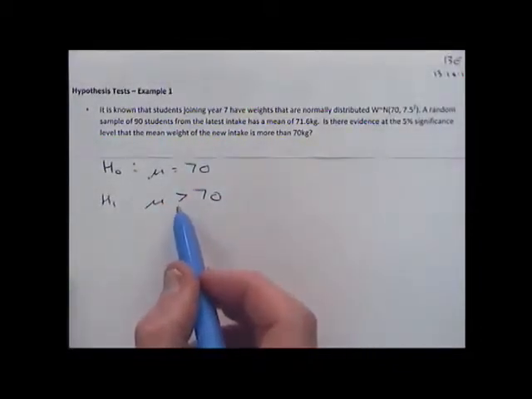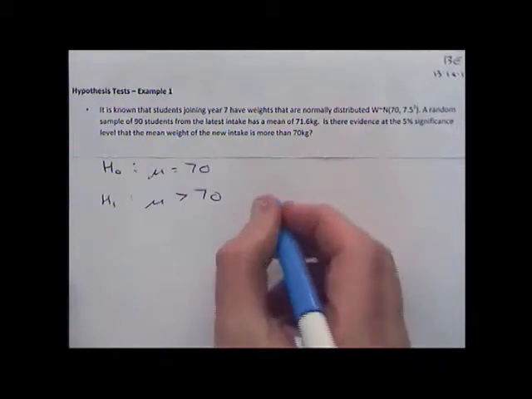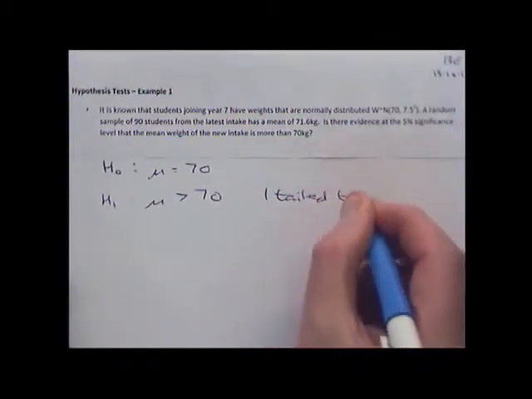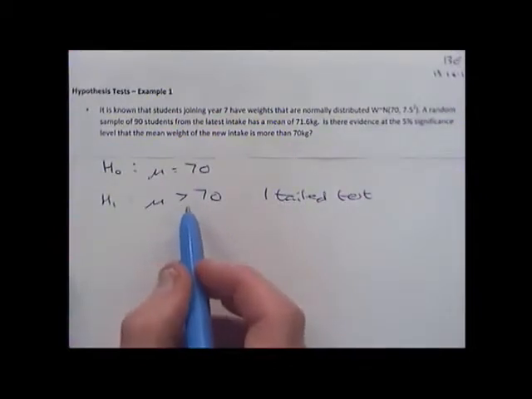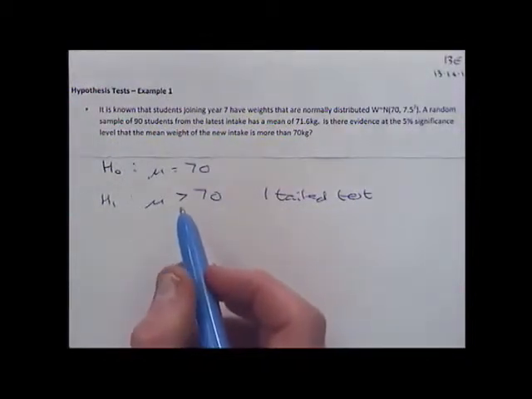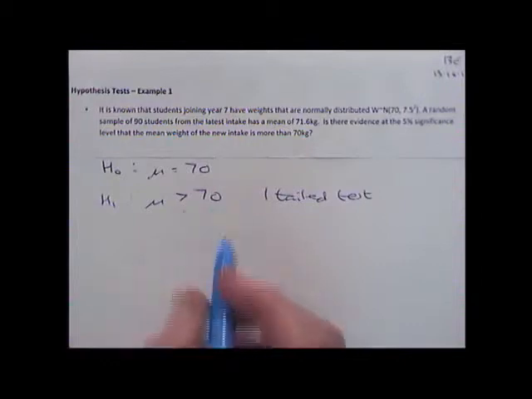So your alternative hypothesis, mu is more than 70. And if this is a less than or a greater than in here, this is what we call a one-tailed test. If I had a not equal to in there, which is implying I was equally interested in whether it was smaller than or greater than, that would be a two-tailed test, not a one-tailed test.